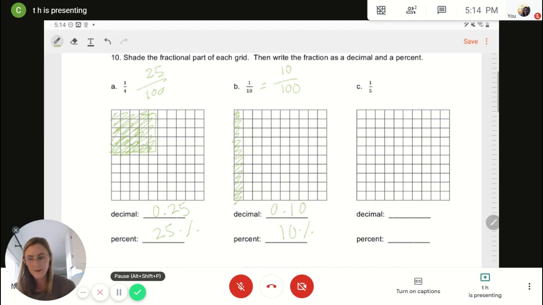Now, 1/5. If I'm going to think of this out of 100, 1/5 of 100 is 20. So I need to shade in 20 boxes now. And if I'm going to write 20 out of 100 as a decimal, that's just 0.2. And as a percent, that's just 20%. Okay.